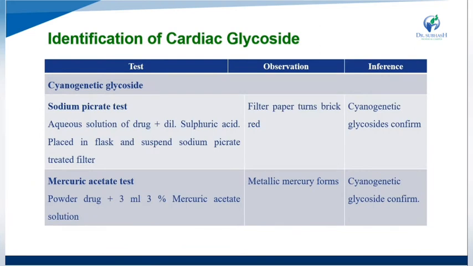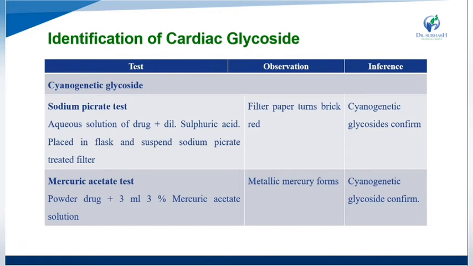Now we see the cyanogenetic glycoside tests, the sodium picrate test and the mercuric acetate test. These are the two tests for cyanogenetic glycosides. First we see the sodium picrate test. Take an aqueous solution of the crude drug plus dilute sulfuric acid and place it in a flask, and suspend sodium picrate paper, then treat and filter.